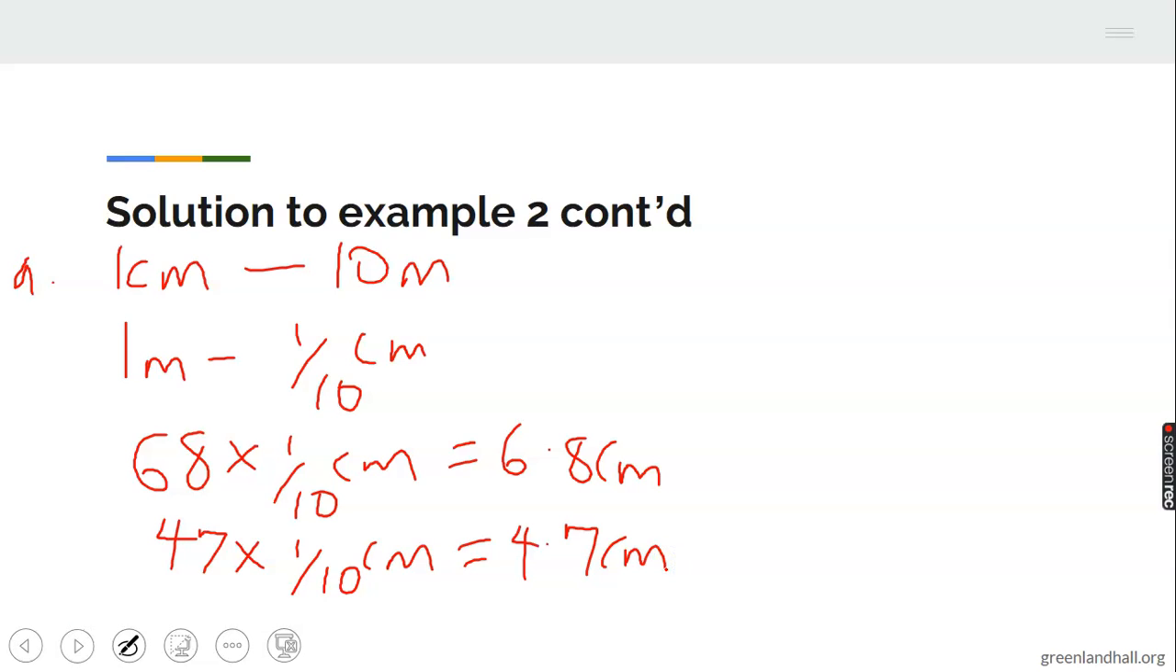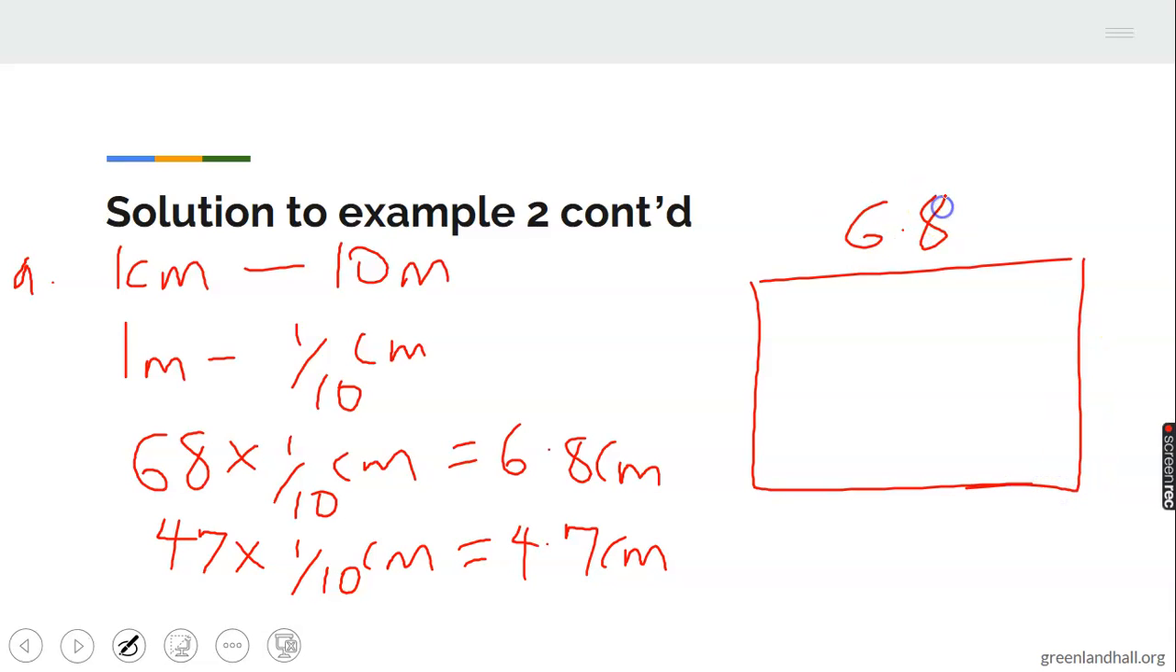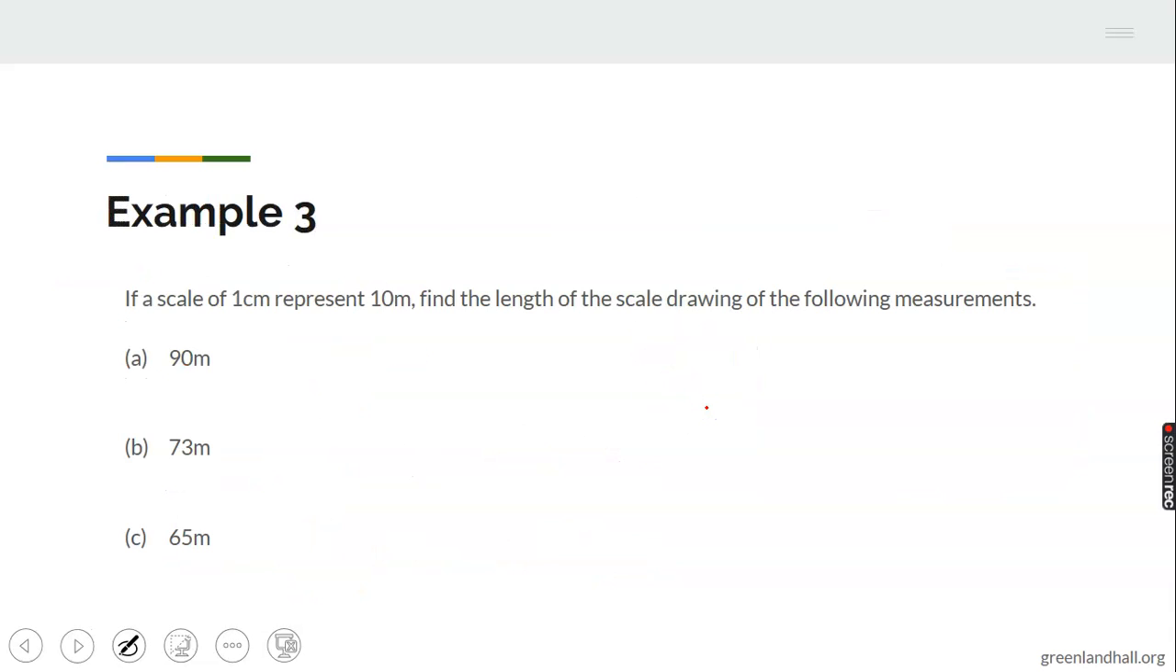On the paper. So what you now do for me is you pick your pen and paper and you will draw a rectangular field. You will measure it too. So the length will be what? 6.8 and the breadth will be 4.7. So you do that for me. So you draw it. Then the next one, let's have another example.